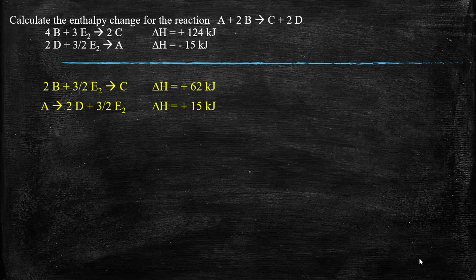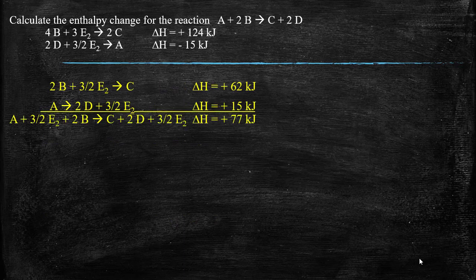So now we take the two equations with their delta H's. We're going to add everything up. And when you look at the formula, it looks like this. Delta H adds up to 77 kilojoules, positive.